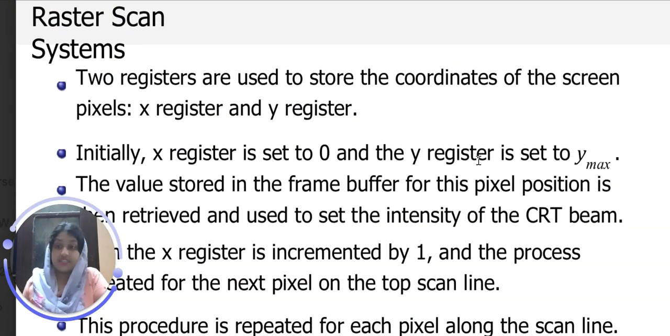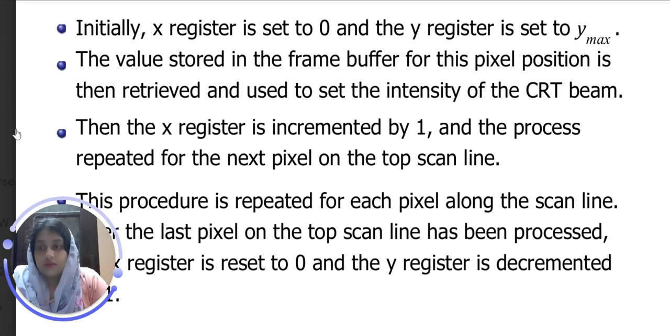The two registers over here, the X register and Y register, are used to store the coordinates of the screen pixel. As I told you, we have different coordinates of X and Y, so these two registers are used to store the coordinates of the screen pixel. The X register is set to 0 and the Y register is set to Y max. The value stored in the frame buffer for this pixel position is then retrieved and used to set the intensity of the CRT.